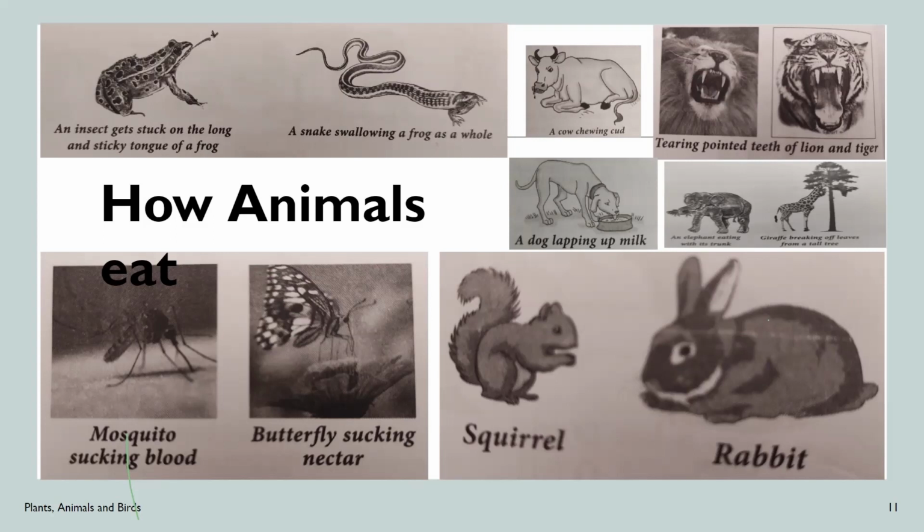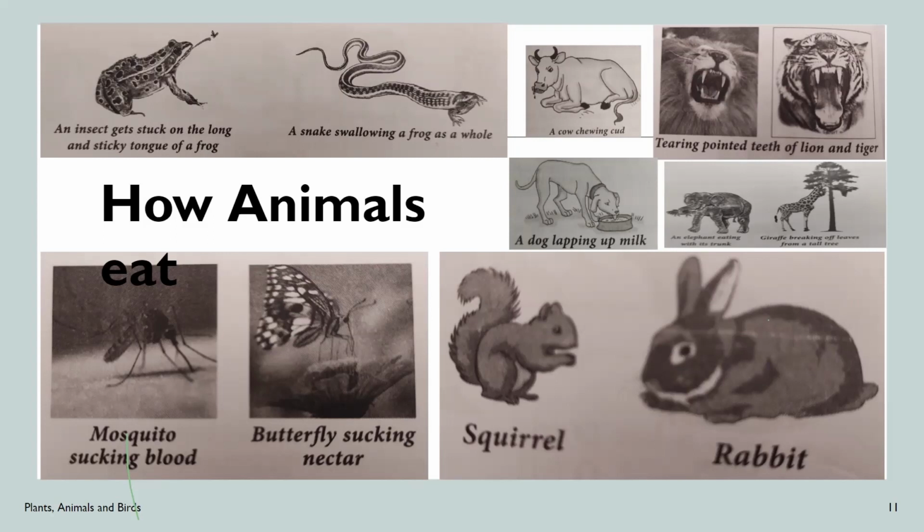How do animals eat? See, there are different kinds of animals. There are some flesh-eating animals which simply swallow their food whole. For example, a snake swallowing a frog whole. Now, snakes don't have teeth and all. They cannot chew their food. So they just have to swallow their food.